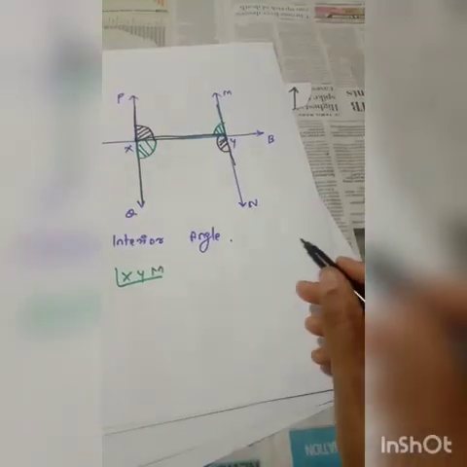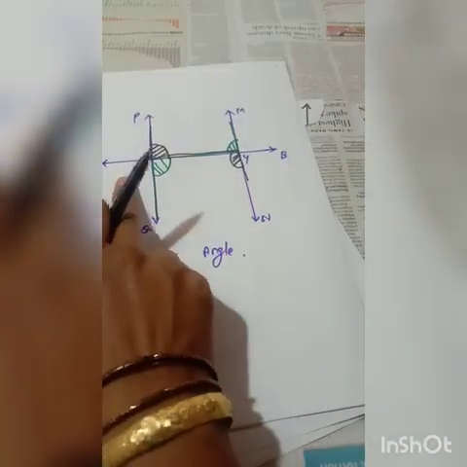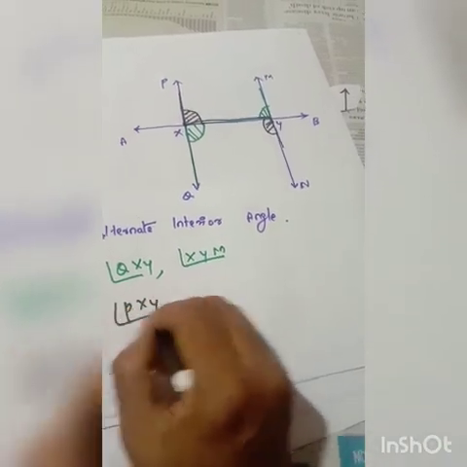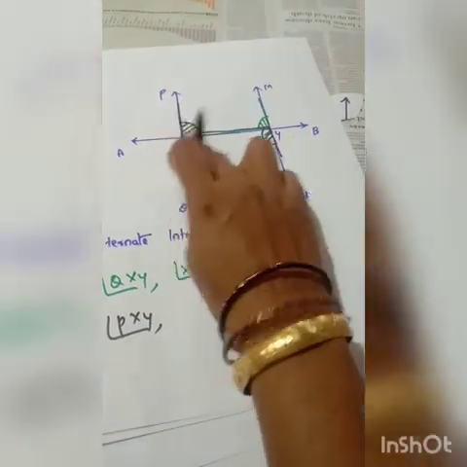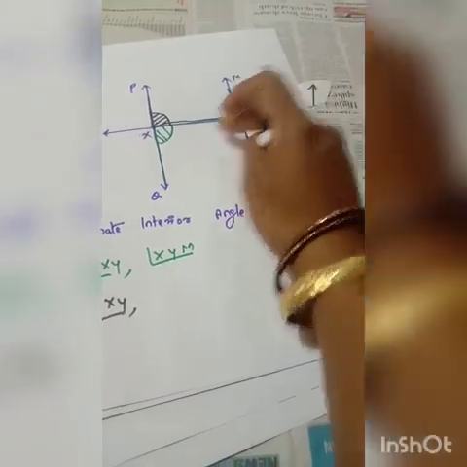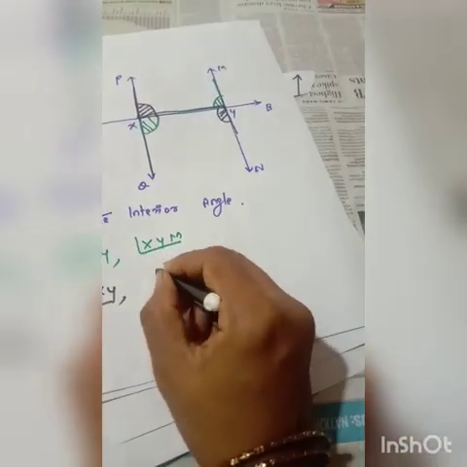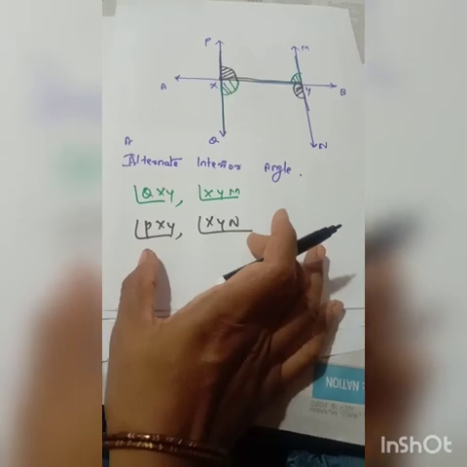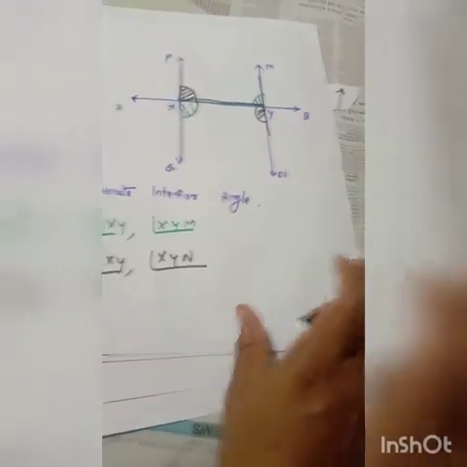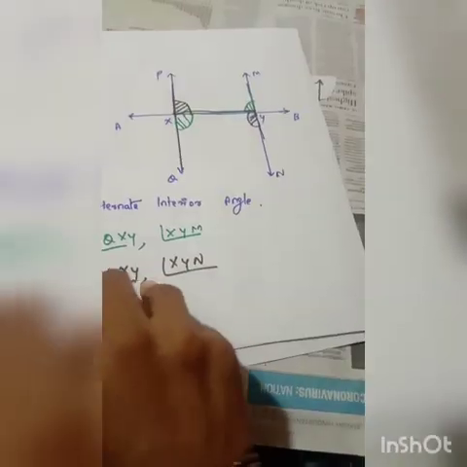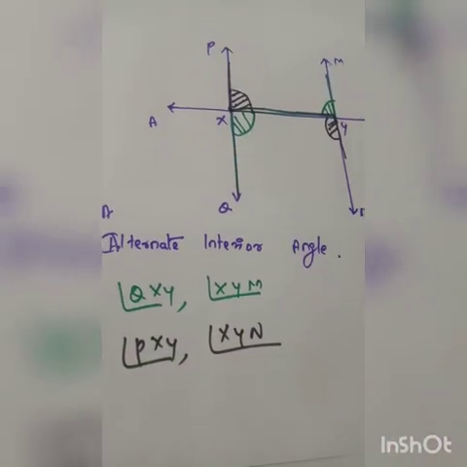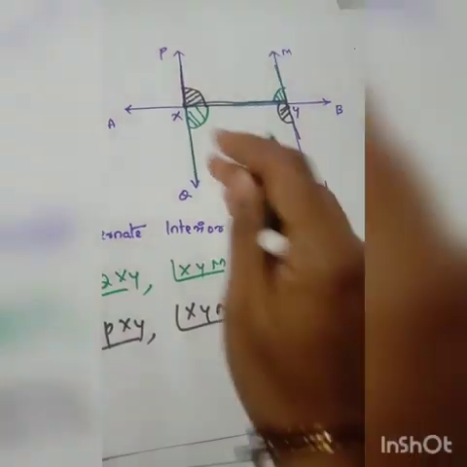So this angle, how can we write? Angle PXY, and that is alternate to this angle. How can I write? XYN. Like this we have two angles, right? This is one pair, this is another pair. Now we will see alternate exterior angle. Where is the exterior formed?